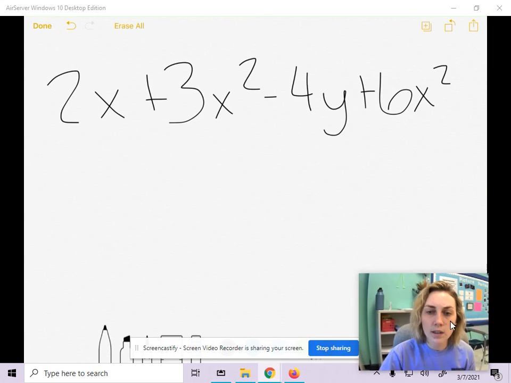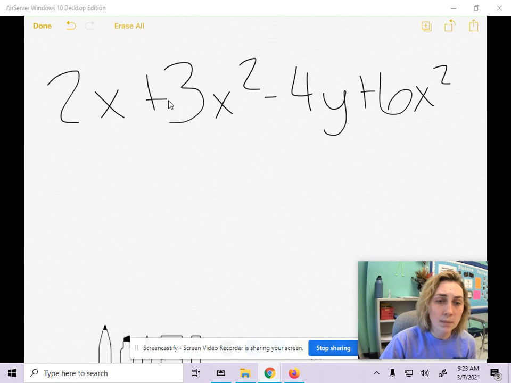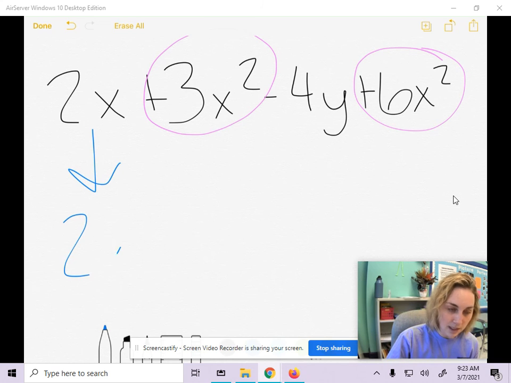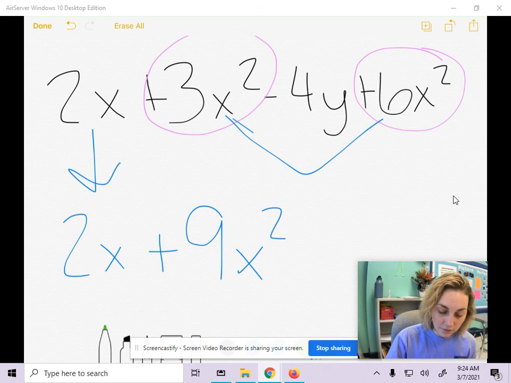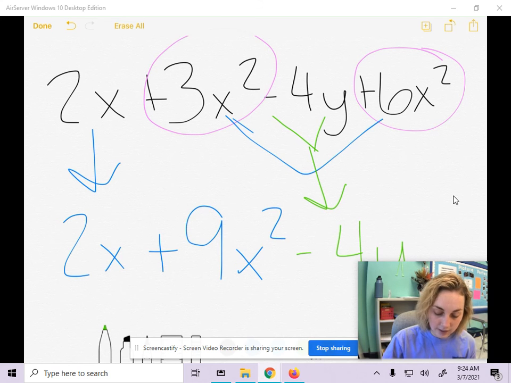All right, so here's your expression. We have 2x plus 3x squared minus 4y plus 6x squared. Again, we figured out that our like terms are 3x squared and 6x squared. So we drop down this 2x because we can't combine that with anything. We can, though, add 3x squared and 6x squared. 3 plus 6 gives us a positive 9. We bring down the like term, x squared. And then this negative 4y is not going to be combined with anything, so we can bring that down as well, giving us our final answer.